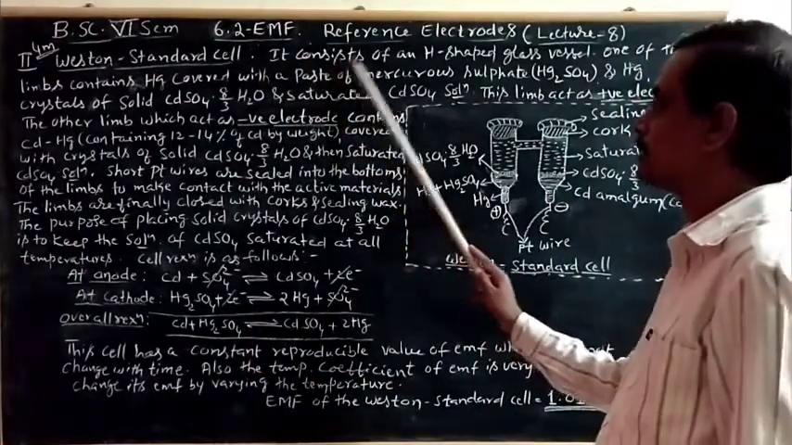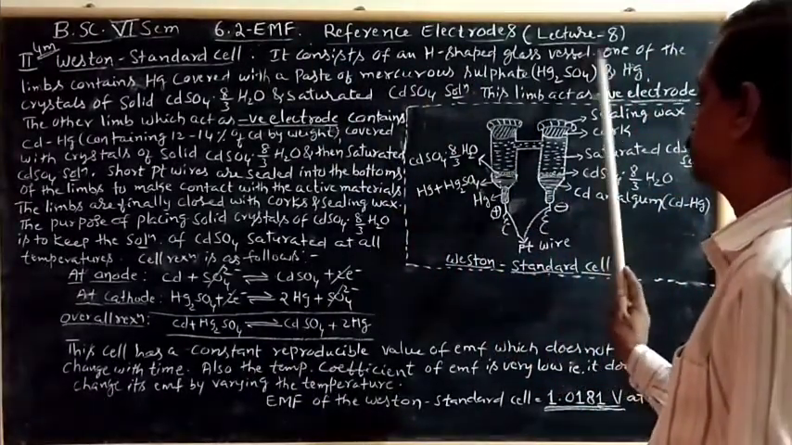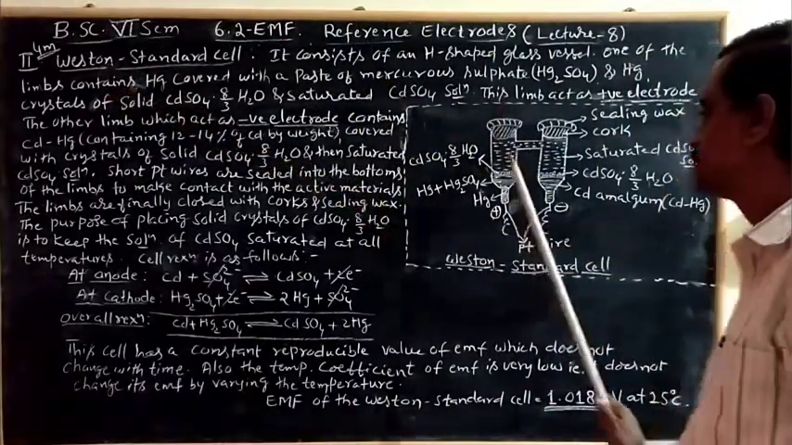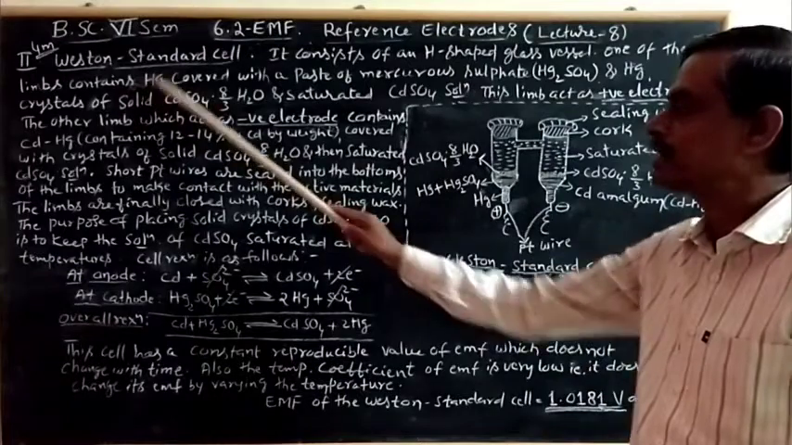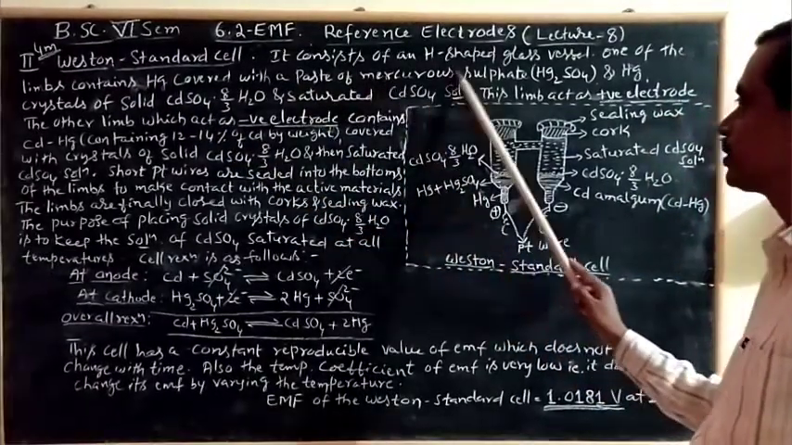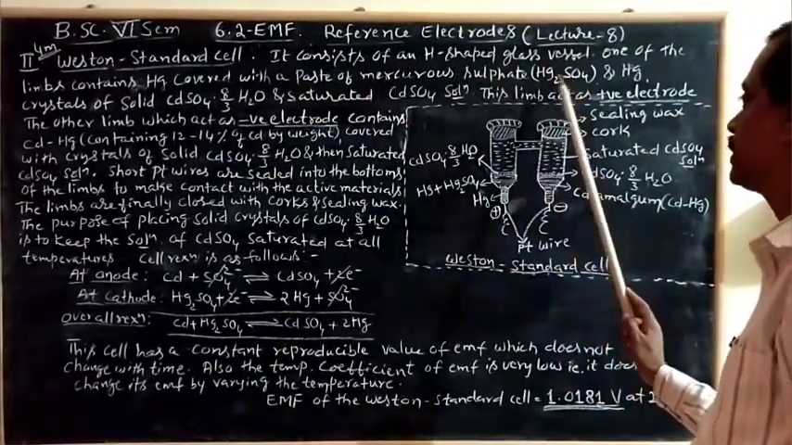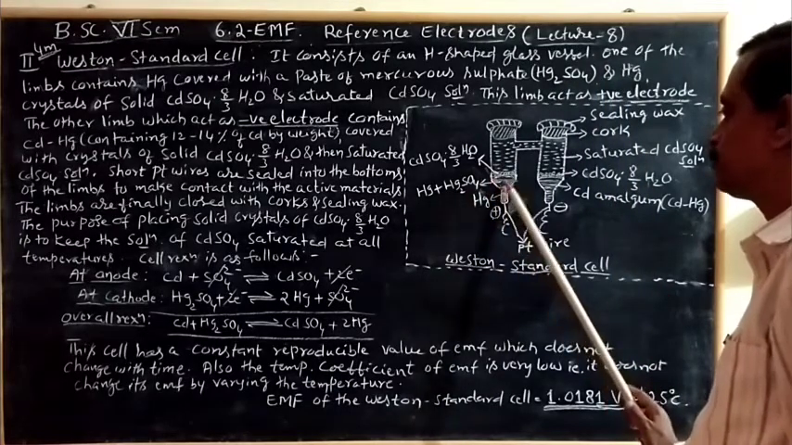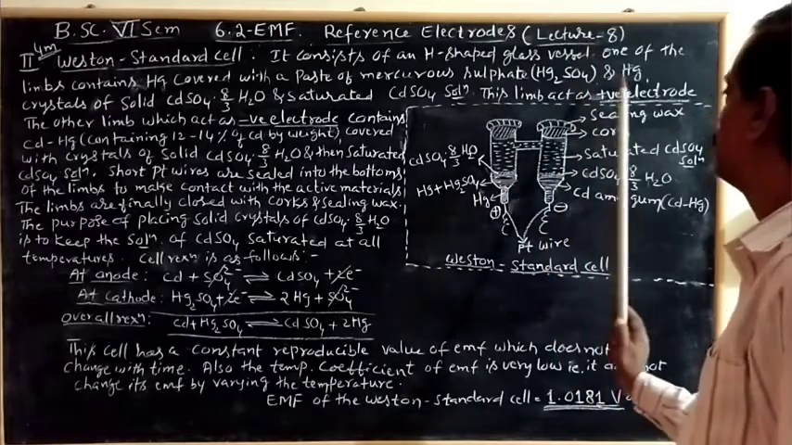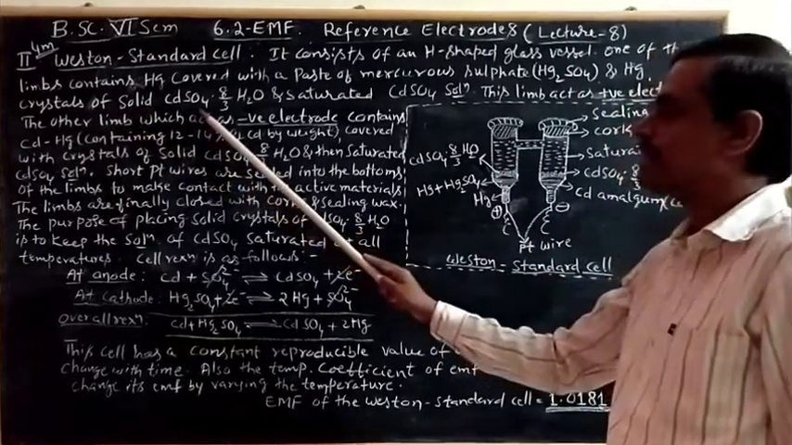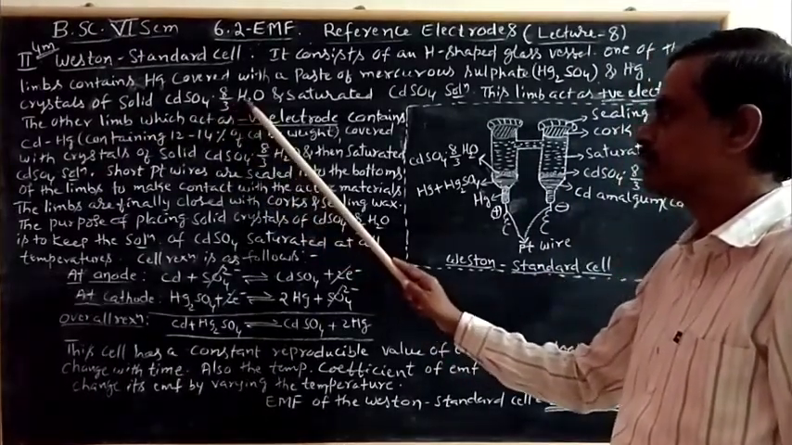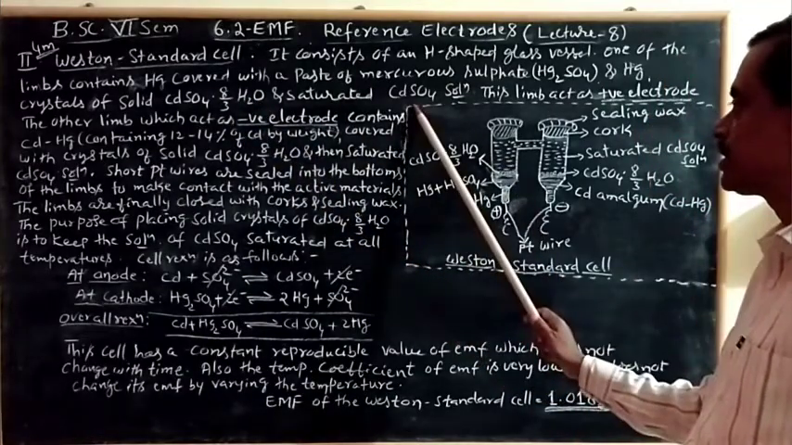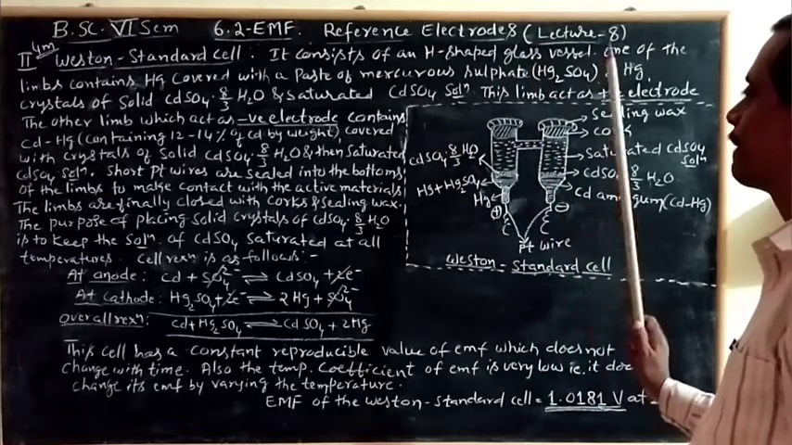So Weston standard cell consists of an H-shaped glass vessel. One of the limbs, this is one limb, this is another limb, contains mercury covered with a paste of mercurous sulfate, Hg2SO4 and Hg. So this is Hg and Hg2SO4. This limb also has crystals of solid cadmium sulfate 8/3 H2O, hydrated cadmium sulfate, and saturated CdSO4 solution.